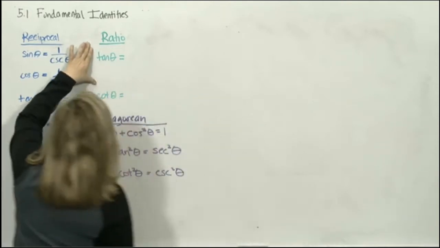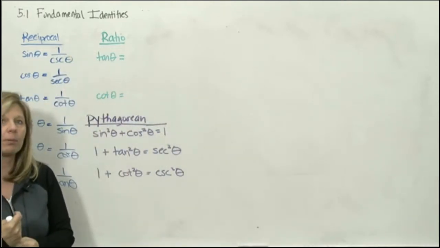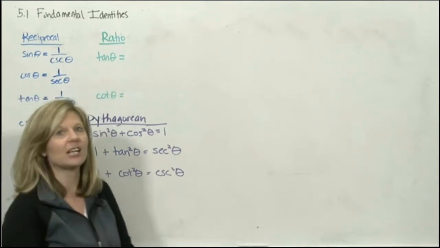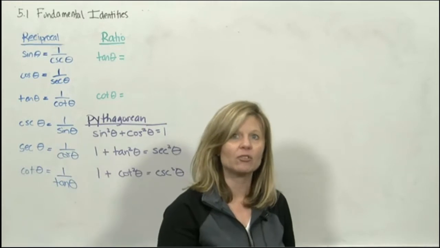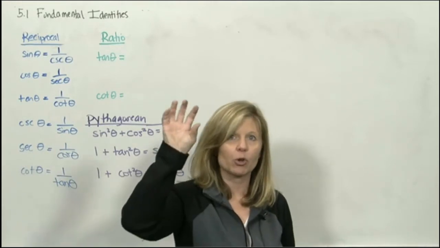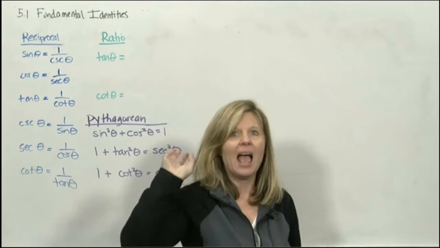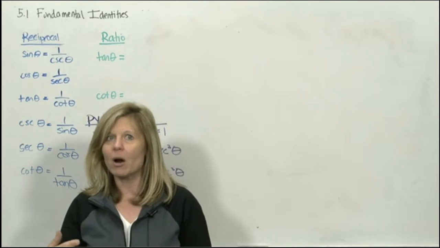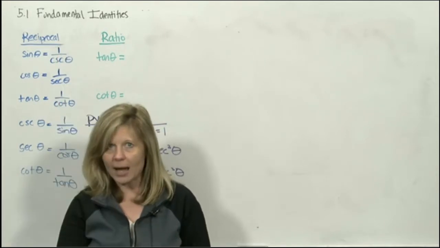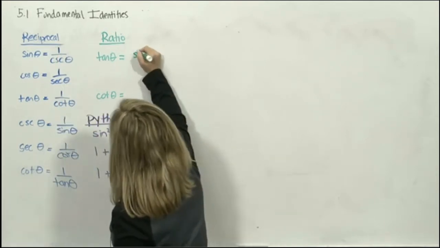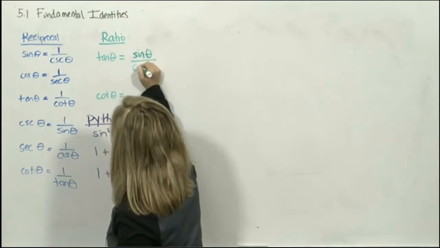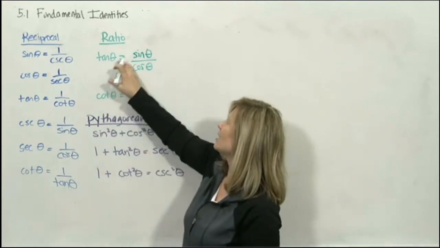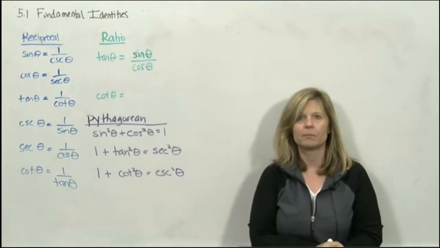You also know the ratio identity. Well, the word ratio implies a fraction. Let's think about what we know. What do we know about our definition of tangent? It's y over x, correct? And we know from the unit circle the y is the sine value and the x is the cosine value. So your definition that you've already memorized, tangent is y over x. Y is the sine value, x is the cosine value. So now our ratio identity is tangent theta is sine theta over cosine theta.